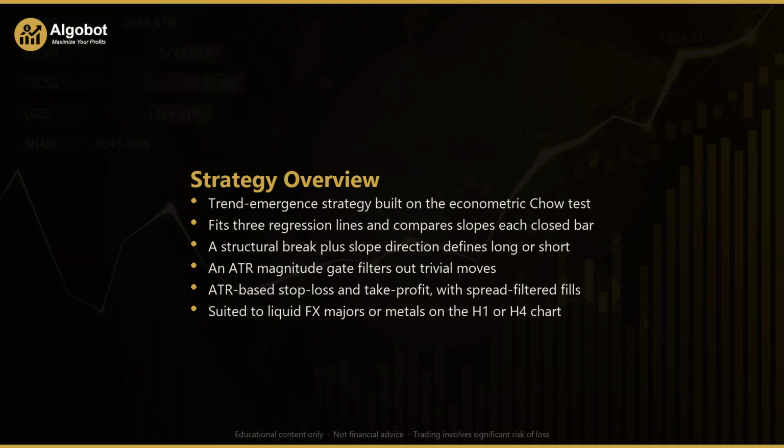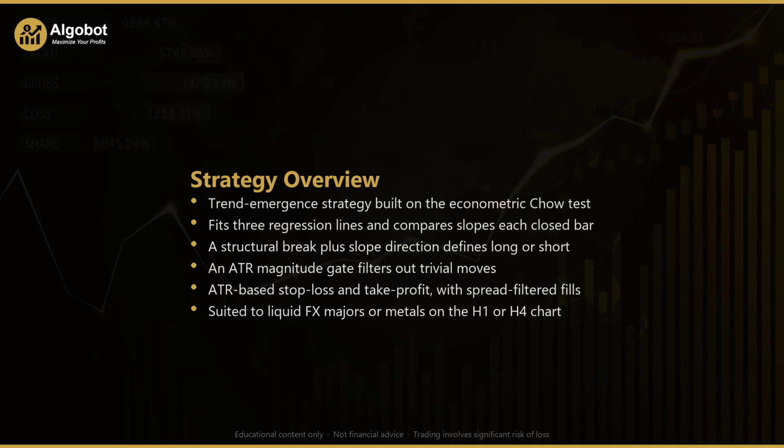So what exactly does Regression Breakpoint Trend do? At its heart, this is a trend emergence strategy. Rather than trading the middle of a move that everyone can already see, it tries to identify the precise moment a trend changes character. It does this with a statistical tool borrowed from econometrics called the Chow test, which is designed to detect a structural break in a relationship.